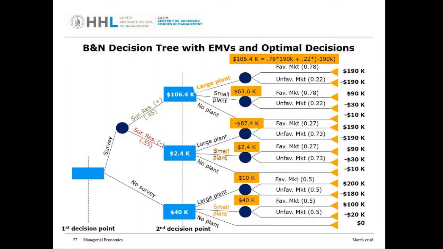Now, what is the next step? We have to see what is the expected monetary value of the survey. So we look at the probabilities of the different survey outcomes. It's 49.2 thousand if the survey is taken, and if there is no survey, it is 40,000. Here, the decision of a risk neutral Barnes & Noble is, of course, to take the survey because it brings a higher expected monetary value.